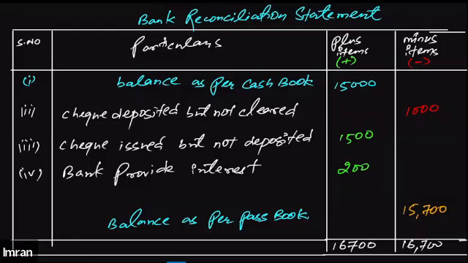You just need to keep in mind that whenever we start with a balance as per cash book, this means that we eventually need to find out the balance as per passbook. All right. And whenever you need to find out the balance as per passbook, you need to do whatever the banker must have done, because only then you will be able to find out the balance as per passbook.